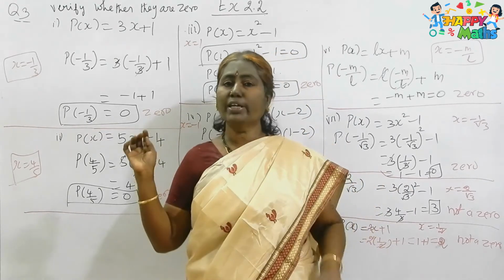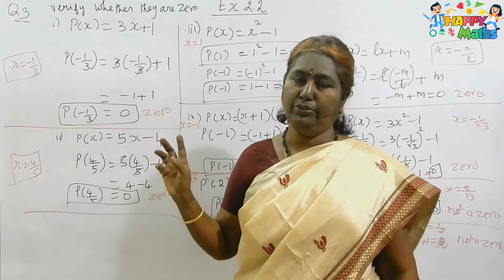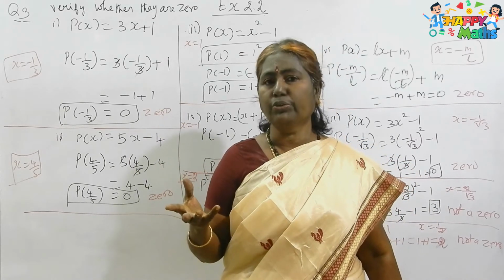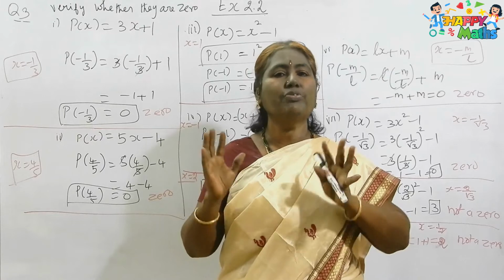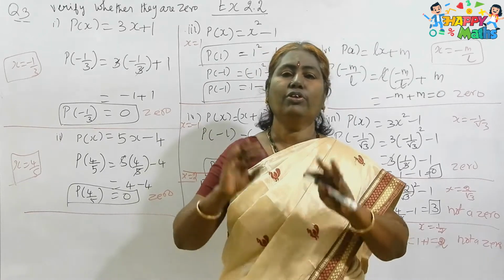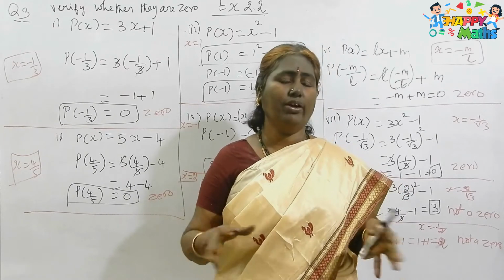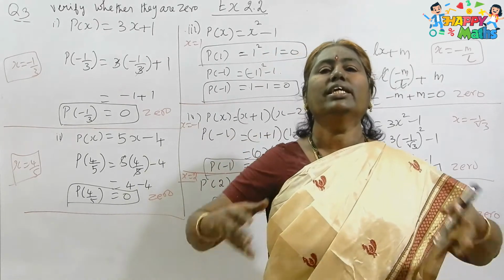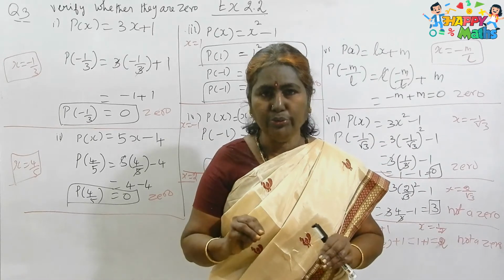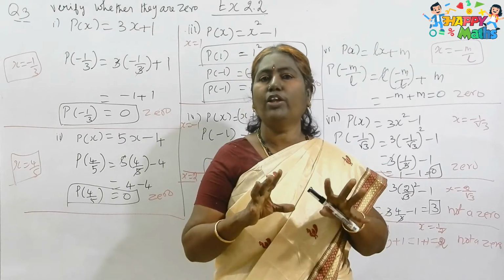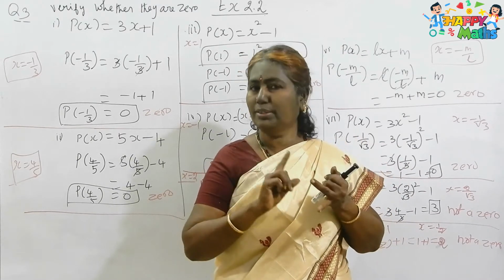I think you would have watched my question number 2 video, exercise 2.2. What have we done from that video? We are able to find out the remainder for the value of x they have given you. Whether it is x or y or t, whatever it is, if they have given you the value, we are able to find out the value of that polynomial. That is only your question number 2.